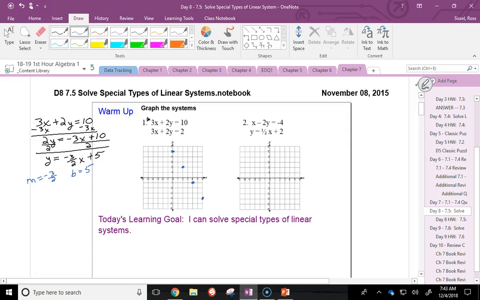Remember, you really only have to have 2 points. It's nice to have 3 because 3 points make a straight line. The more you do, it's just a little bit easier because it's connecting dots. So we did the first line.